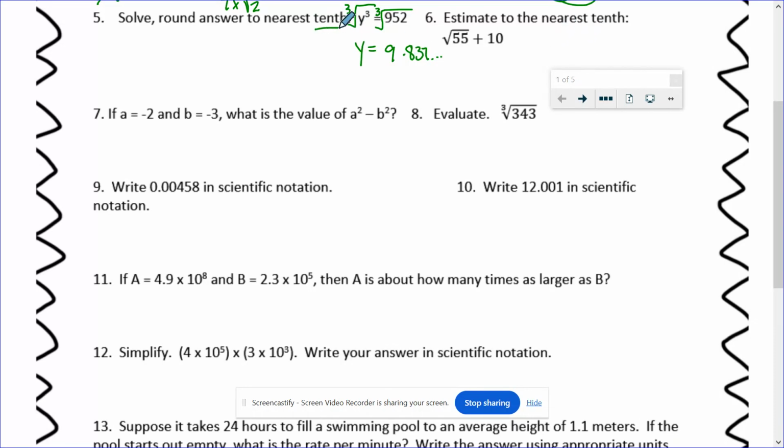It says round to the nearest tenth. The tenth is the first decimal place. So I'm going to look at the second decimal place. So the answer is 9.8, because the 3 told the 8 to stay the same.